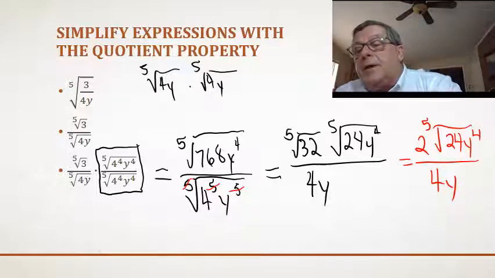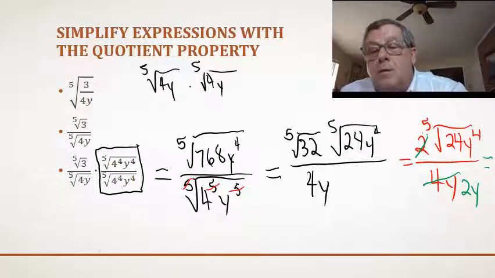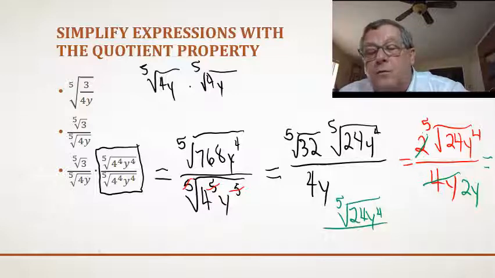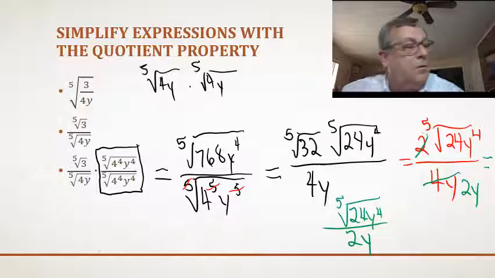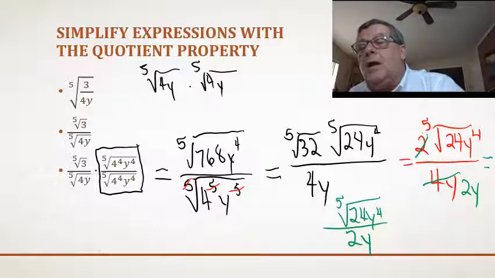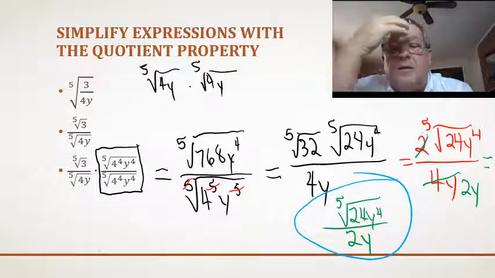And I can do a little bit of cancellation here. I can cancel that 2 and reduce this 4y down to 2y. And so my final answer then is going to be the fifth root of 24y to the fourth over 2y. Shazam. Now, like I say, it's a little bit challenging. Got to think.